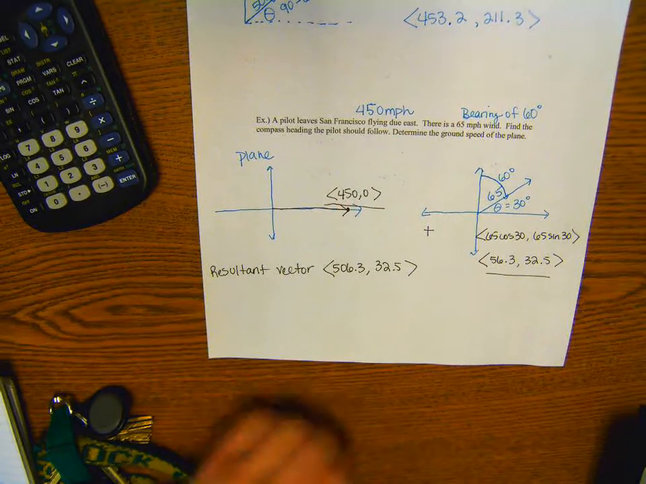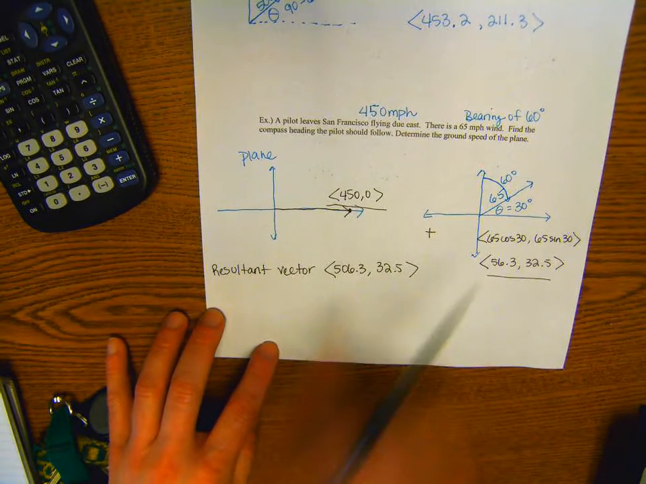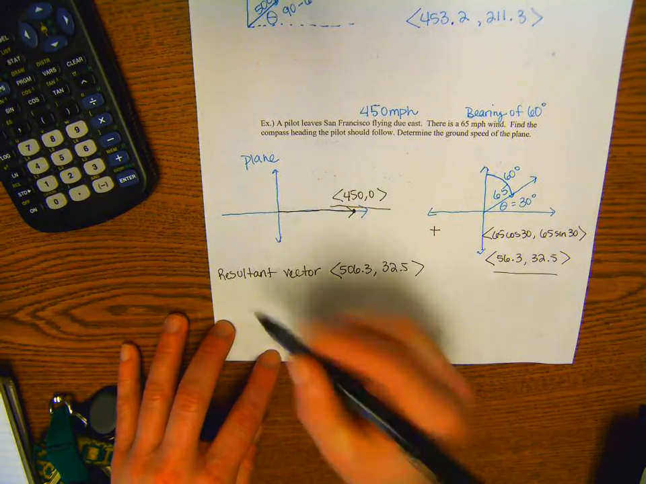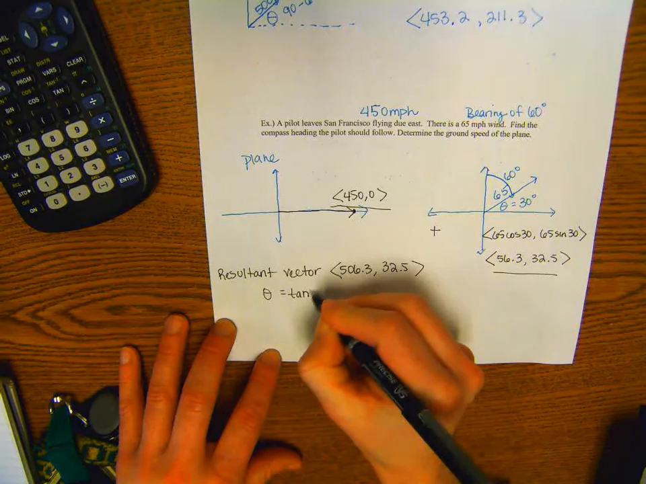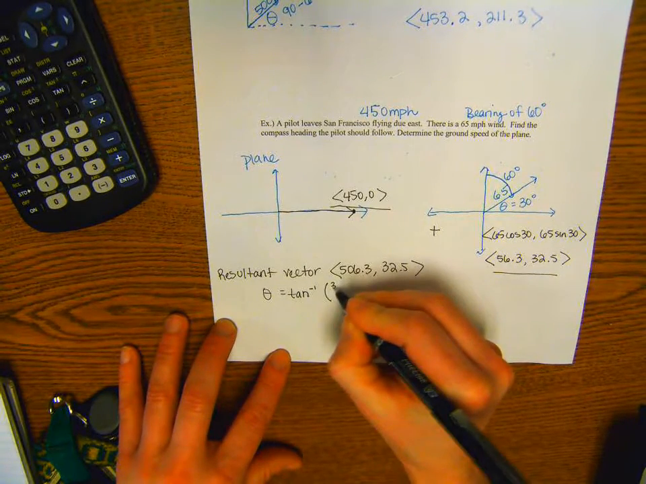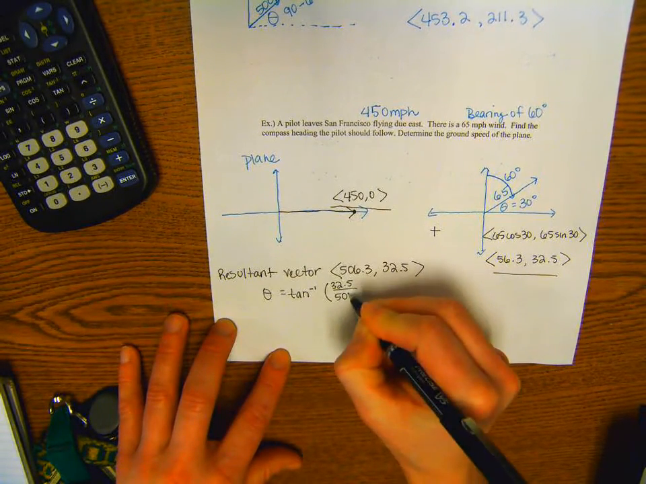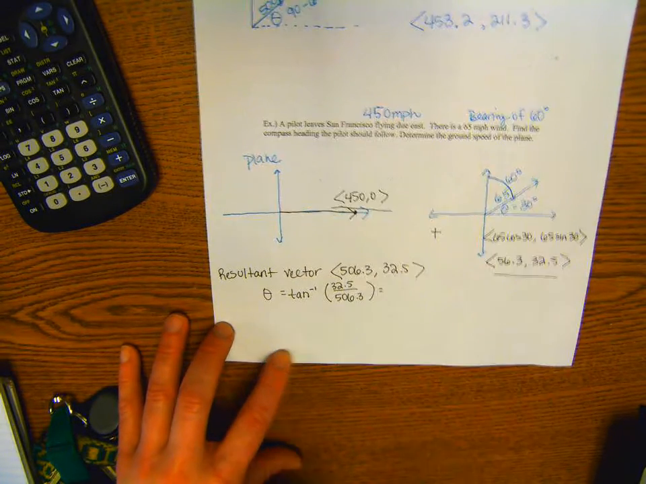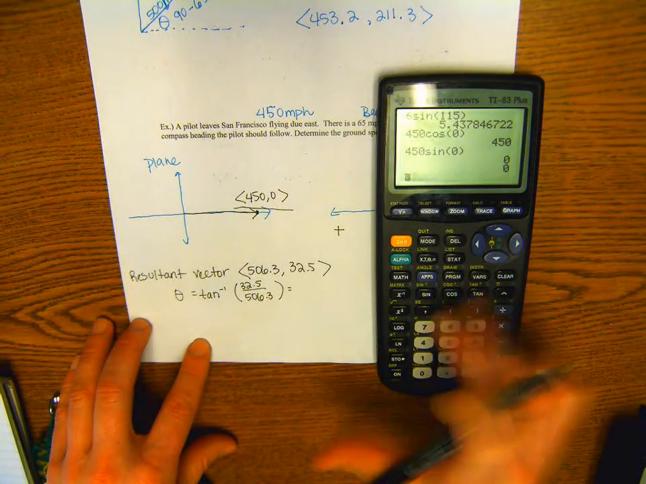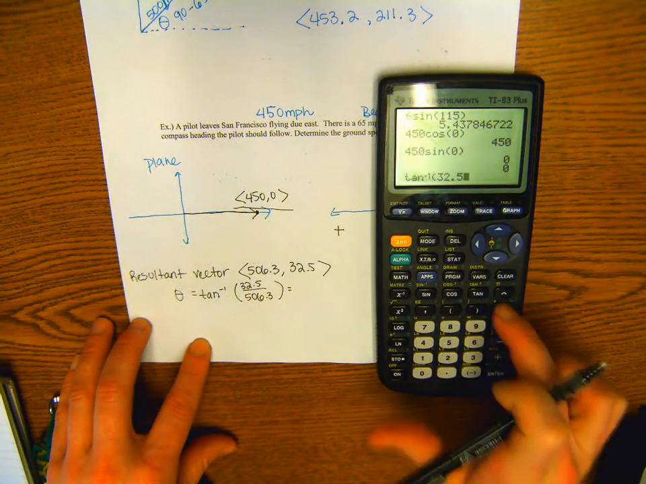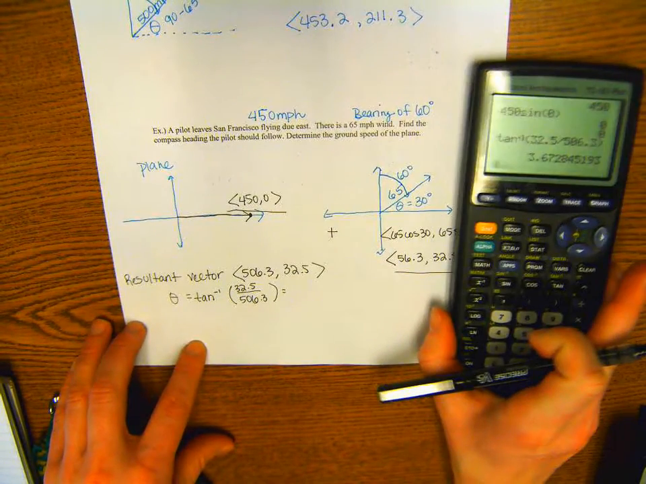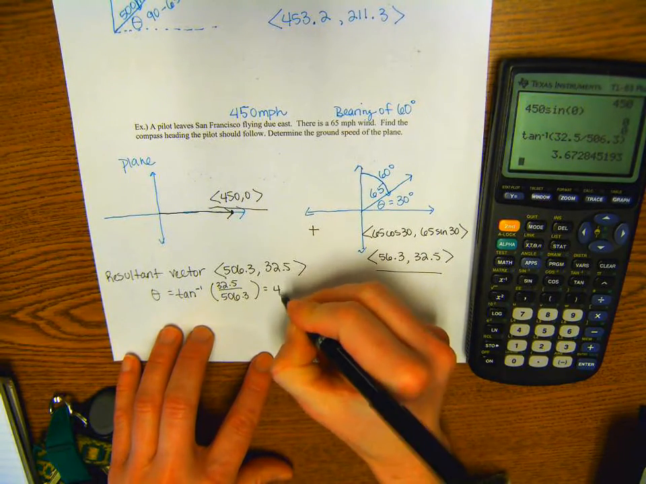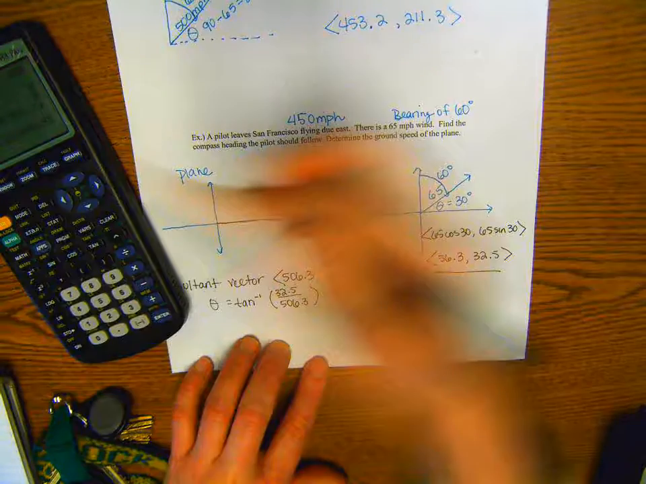Do we know how to find theta if we're given a vector? Yes. How do we do that? So I'm going to find theta. And we'll say it's 4 degrees. So this is pushed 4 degrees off course.